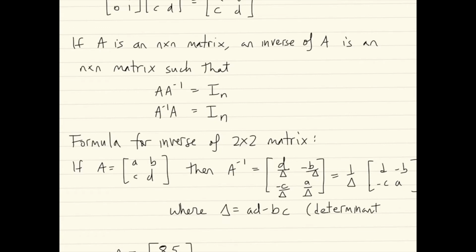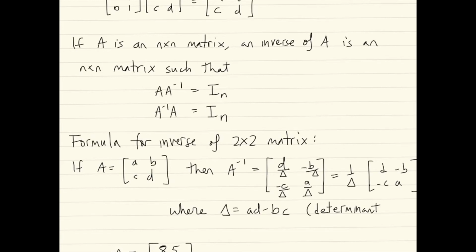Now here's the formula for the inverse of a 2 by 2 matrix. So remember, a 2 by 2 matrix has 2 rows, 2 columns, so here's the general form of it. And then I'm telling you that there's a simple formula, or well, it's somewhat simple, that the inverse, A to the minus 1, is given by this expression here. So this delta is the determinant. That's given by A times D minus B times C.